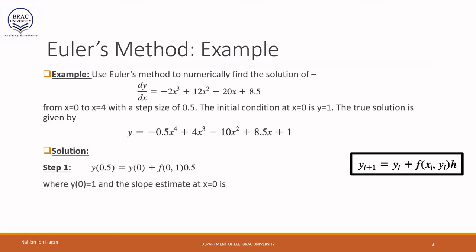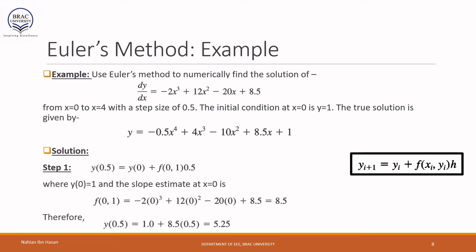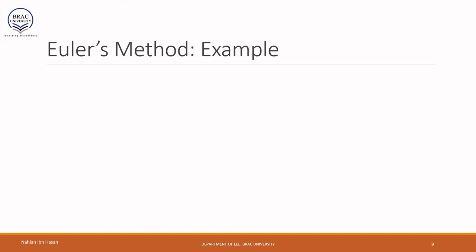So if we just calculate this, we will calculate f of 0 comma 1, which is 8.5, and then we get the value to be 5.25. Okay, so this is the function value at x equal to 0.5. Now based on this value of the function at x equal to 0.5, we are going to calculate the function value at the next data point. The next data point is situated at 0.5 plus h. That means at x equal to 1.